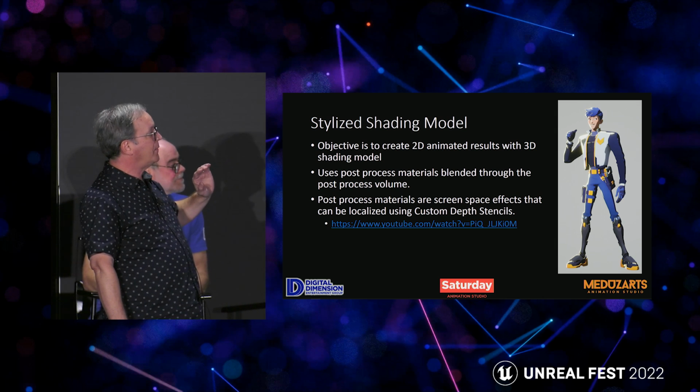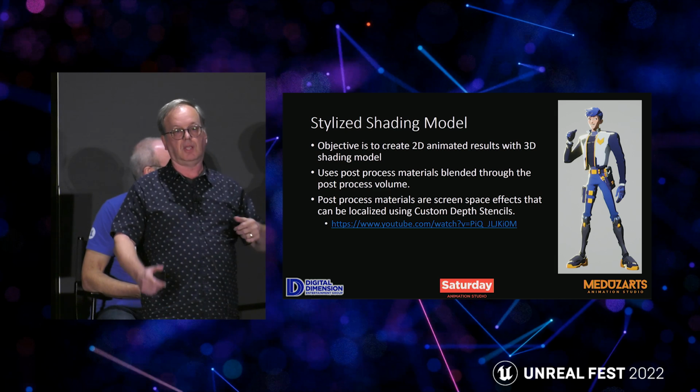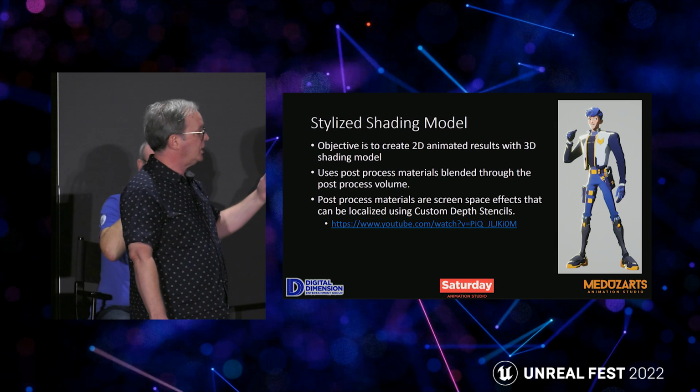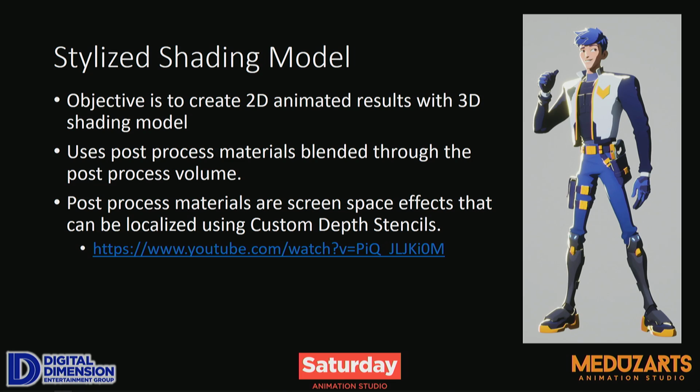You can localize the effects by using custom depth stencils. Again, buzzword inside of Unreal. You can take a look at that. That link there is a very good video that explains and shows how all of this works together: post-process materials, the custom depth stencils, and so on. It explains the whole mechanism, and most of what we've done is based on this type of process, right?